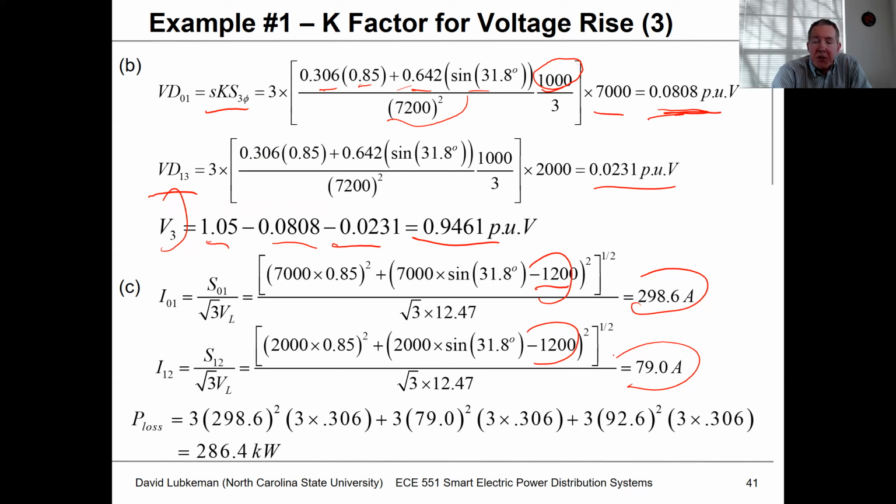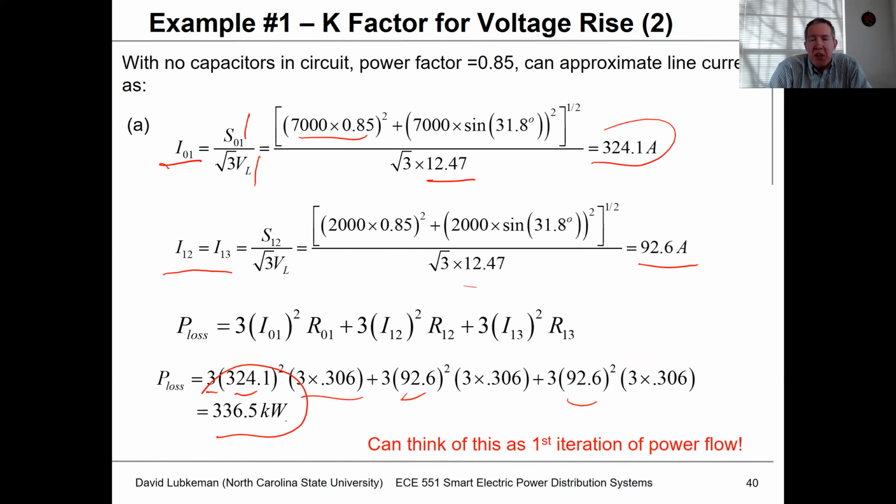The third segment's going to be not changed, it's still going to be 92.6. So by lowering current on the first segment and the current on the second segment, we've reduced the net losses. And so again, you can think about this as being the first iteration of the power flow. So you definitely see in this case what's going to be the impact on losses.